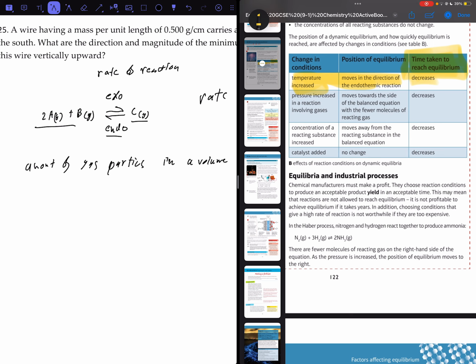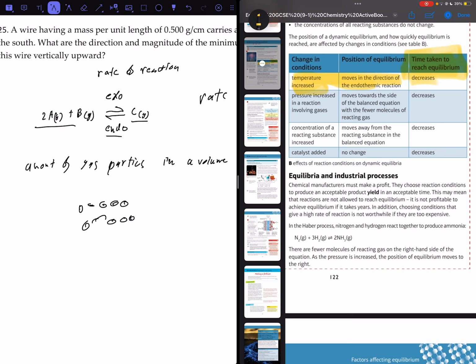Now, as for pressure, pressure just means the amount of gas particles in a volume. And remember what I told you, equilibrium is like police. If I change something, it's going to try and change it back. So let's say I increase pressure. Increasing pressure means more gas particles. Cool? So what's equilibrium going to try and do? It's going to try and create fewer gas particles, because we don't want that many gas particles in here. We've increased pressure, we want to decrease it back.